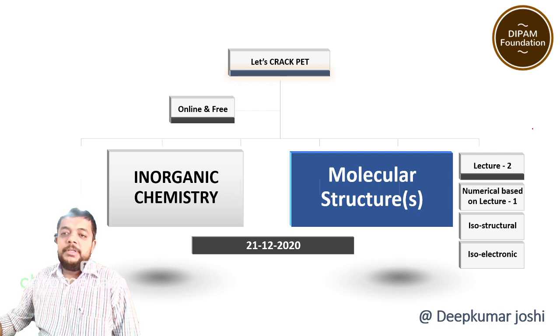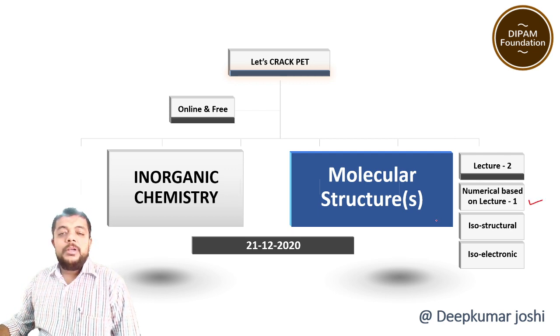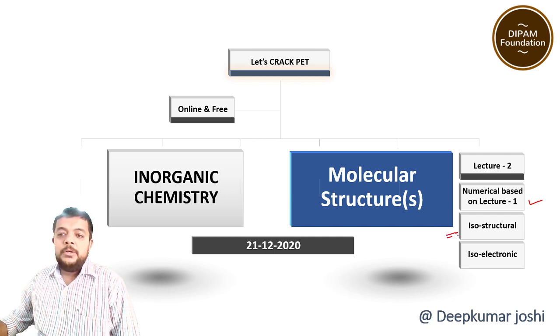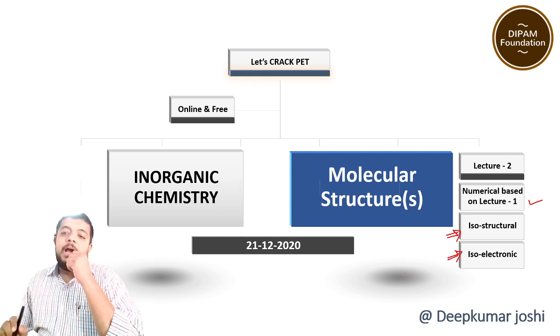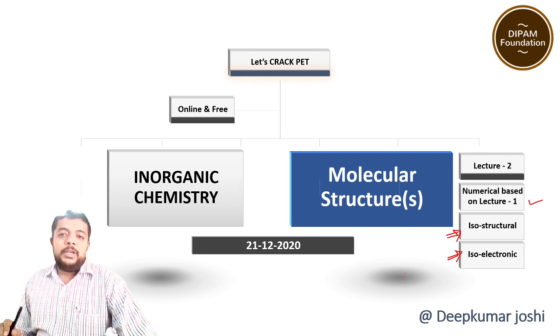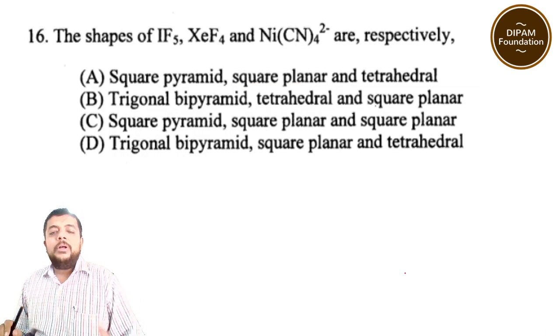In this lecture, that is lecture number 2, we'll be discussing the numericals based on our lecture 1, which was hybridization, geometry, shape, number of bond pair and number of lone pairs. To it, we would be adding two more things, that is isostructural and isoelectronic. Let us solve this first example.